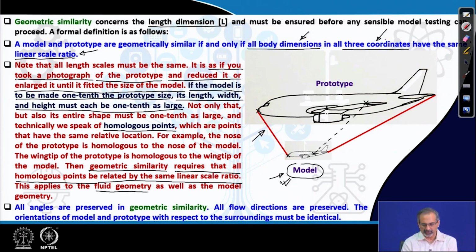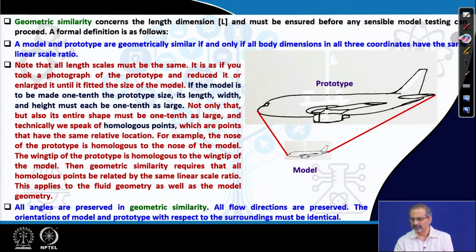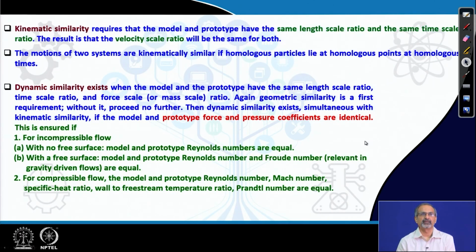This applies to the fluid geometry as well as the model geometry. So, the fluid domain within which you are performing the test, to that also you have to apply the same scaling. All angles are preserved, all flow directions are preserved, orientations of model and prototype with respect to surroundings must be identical. So, these are the very detailed aspects which explain the implications of geometric similarity. Though it is quite intuitive, this is one of the most important similarities which have to be satisfied before any aerodynamic experiments can be conducted.